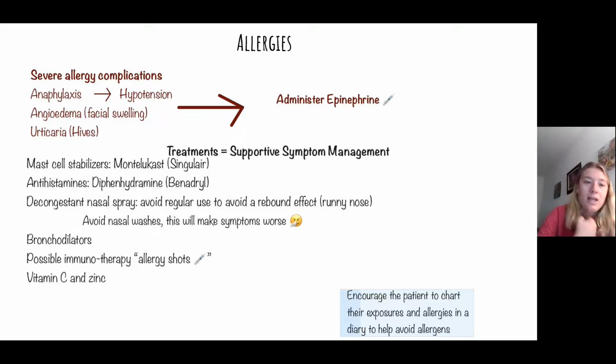We can also give them bronchodilators. There's possible allergy shots, some CAM, complementary and alternative medication, vitamin C and zinc, etc. We can also encourage our patient to chart their exposures and allergies in a diary. Why? So that they can avoid these allergens.